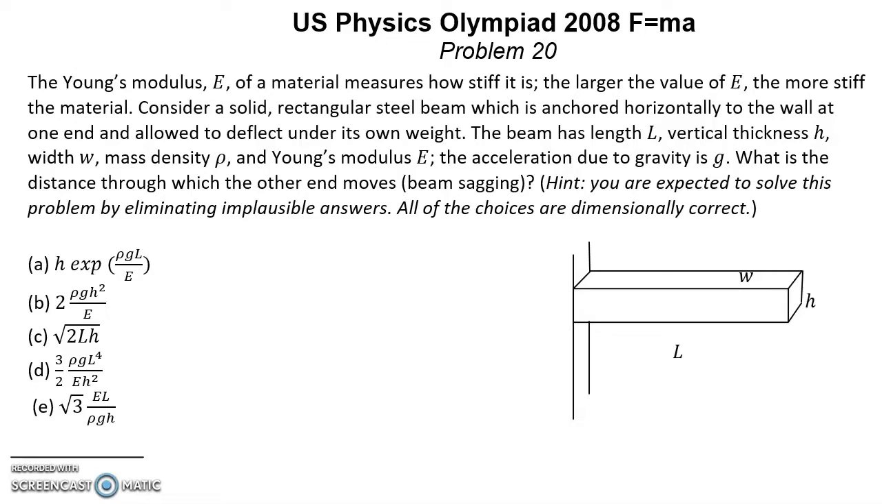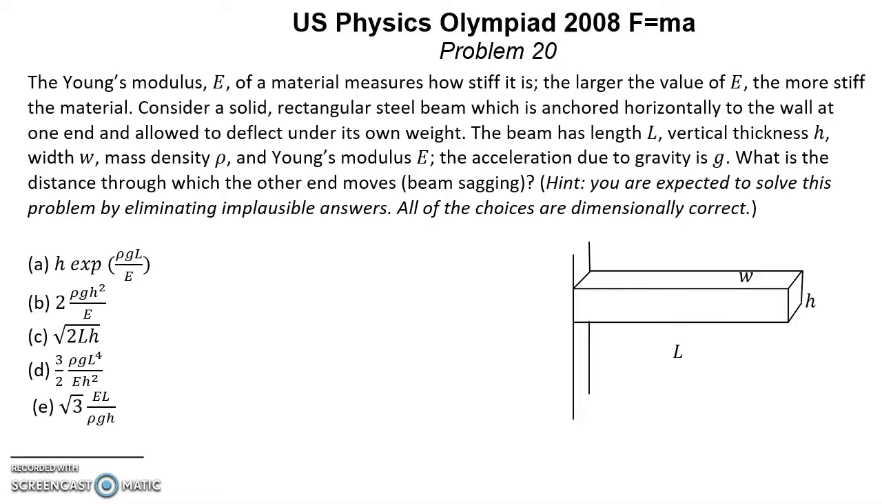Problem number 20. The Young's modulus E of a material measures how stiff it is. The larger the value of E, the more stiff the material. Consider a solid rectangular steel beam which is anchored horizontally to the wall at one end and allowed to deflect under its own weight. The beam has a length L, vertical thickness h, width w, mass density ρ, and Young's modulus E. The acceleration due to gravity is g. What is the distance through which the other end moves? Beam sagging. Hint: you are expected to solve this problem by eliminating implausible answers. All of the choices are dimensionally correct.